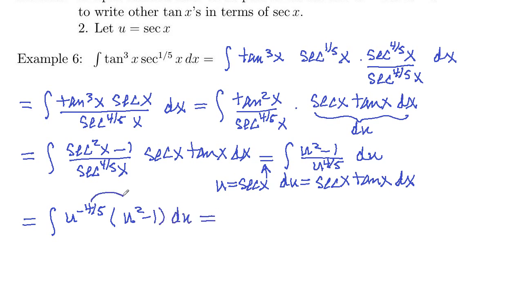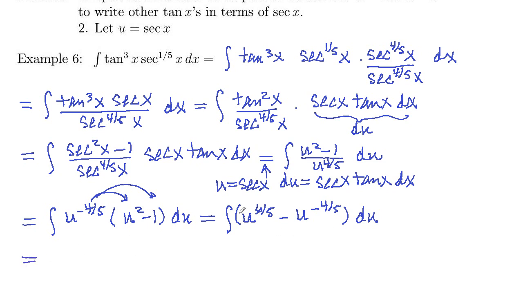So let's go ahead and multiply that guy in. When you multiply, you add exponents. So we want to write 2 as 10/5 minus 4/5 will be 6/5. So this is integral u to the 6/5 power. And then u to the negative 4/5 times negative 1 minus u to the negative 4/5 and du. So now we're ready to go ahead and do power rule there.